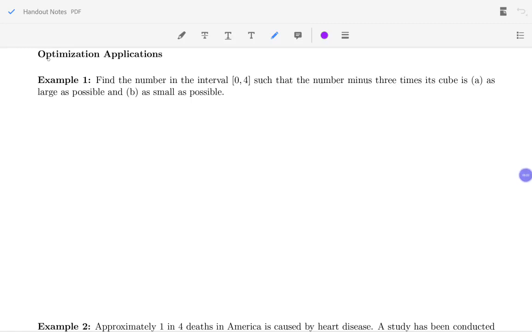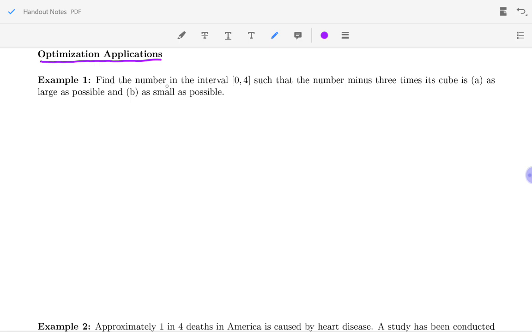So now we're going to do some optimization problems. Optimization is a fancy word for absolute max and absolute min. Our first problem here, we're going to do our same two steps. We're going to take the derivative, set equals 0, find the critical numbers, and compare those to the endpoints. Nothing to panic about. It's just a little bit of a different setup for these.